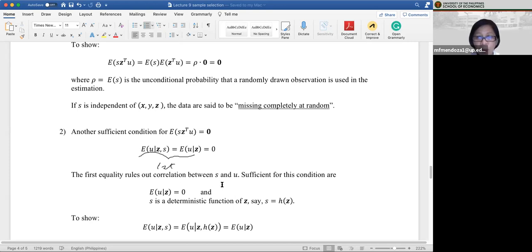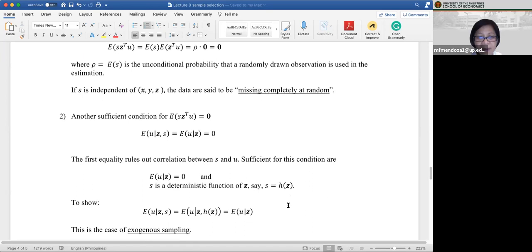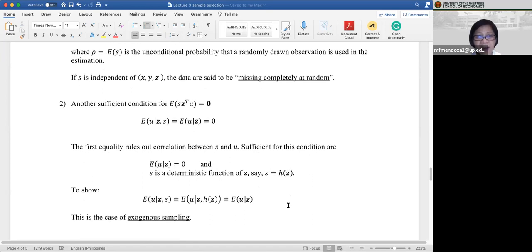Now what would be a sufficient condition for S and U to be uncorrelated? The sufficient condition is this: the expected value of U given Z is equal to 0, and S is a deterministic function of Z. That is, S is a function of Z, h of Z. So let us show that.